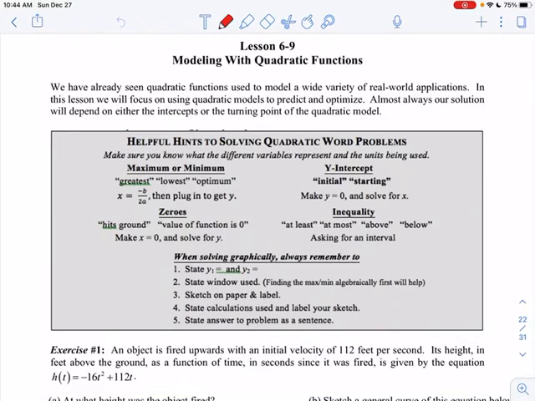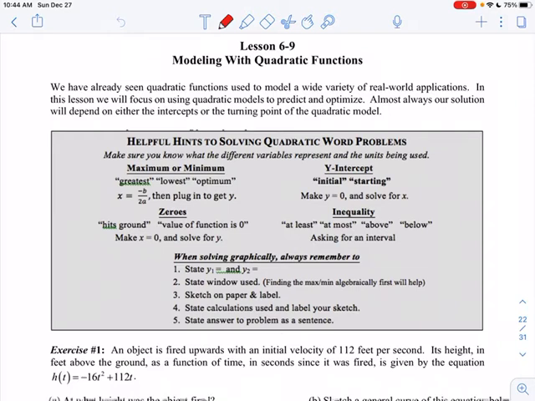Hi Algebra 2, this is Unit 6, Lesson 9, and today we're going to talk about modeling with quadratic functions. Quadratic functions are used a lot in real-world applications. Today we're going to see them used to predict something. Here are some helpful hints to solving quadratic word problems.